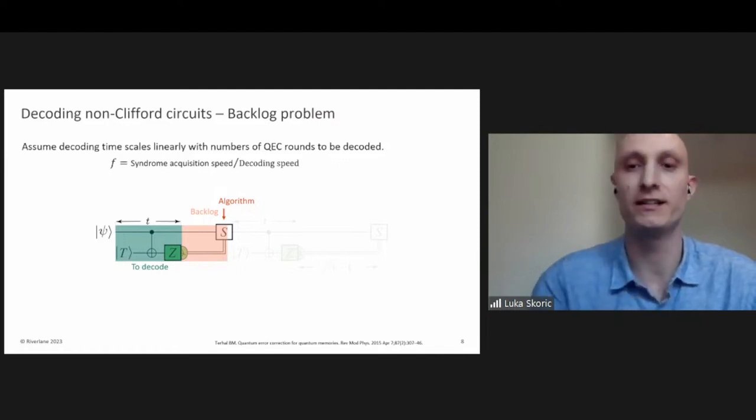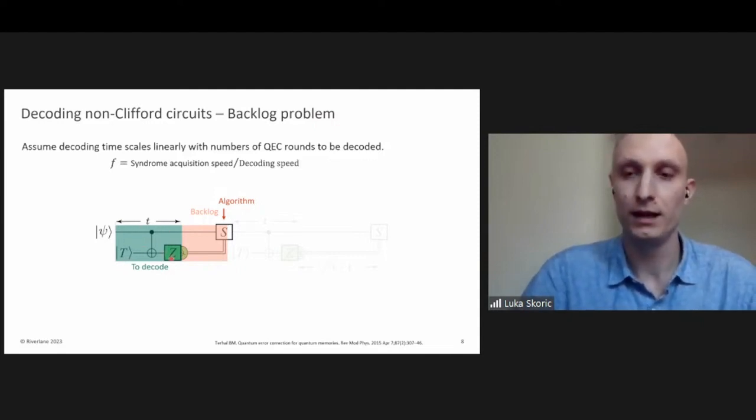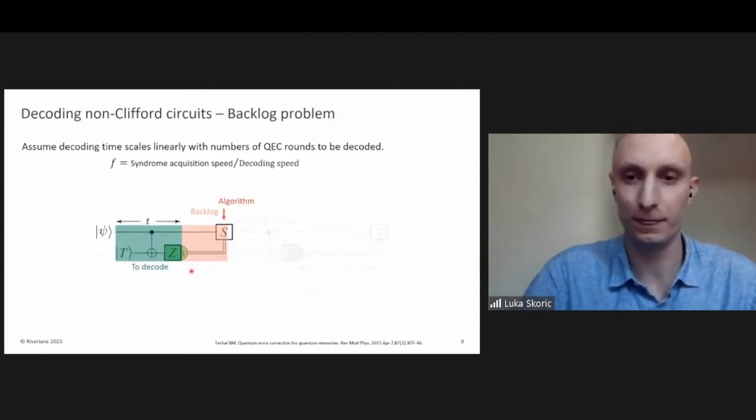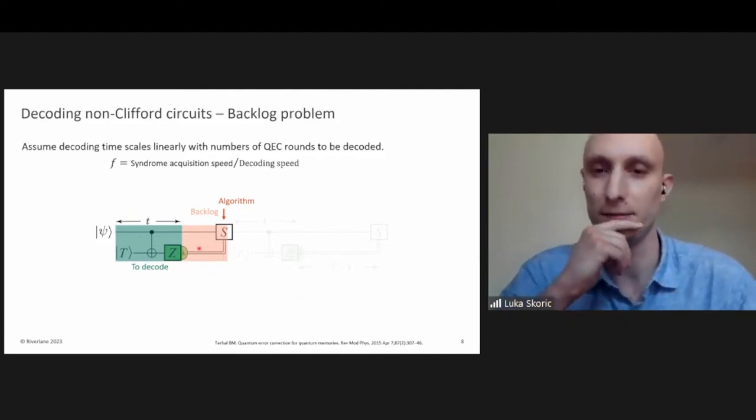We are collecting syndromes faster than decoding them. So we collect this data for time t. It takes us to perform the control knot and the measurement. And then we need to wait for the decoder to decode for some time here, which is ft minus t, before we can decide whether we need to apply the S-gate.